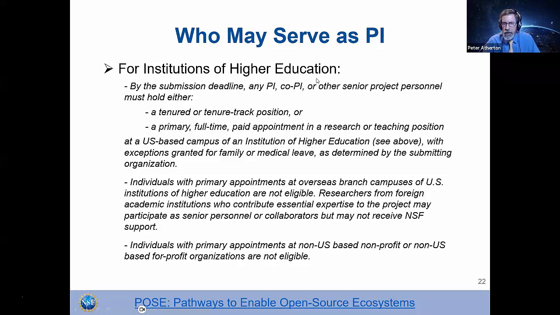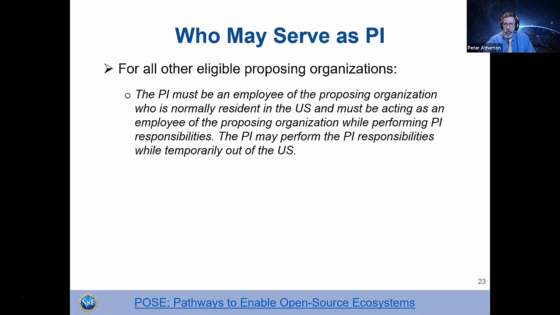So for institutions of higher education, by the submission deadline, any PI, co-PI, or other senior project personnel must hold either a tenured or tenure-track position or a primary full-time paid appointment in a research or teaching position at a US-based campus of an institution of higher education. And then there are some statements further down here about other folks who are not eligible, and a statement here about individuals with primary appointments at non-US based, non-profit or non-US based for-profit organizations are not eligible. Now, in terms of all other eligible proposing organizations, the PI must be an employee of the proposing organization who is normally resident in the US and must be acting as an employee of the proposing organization while performing principal investigator responsibilities.